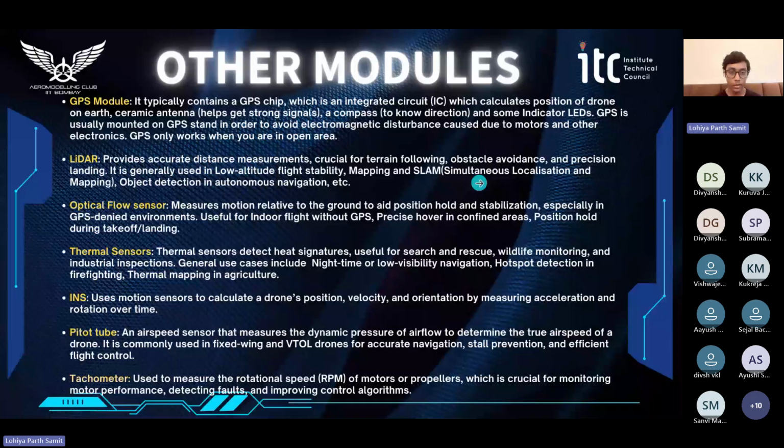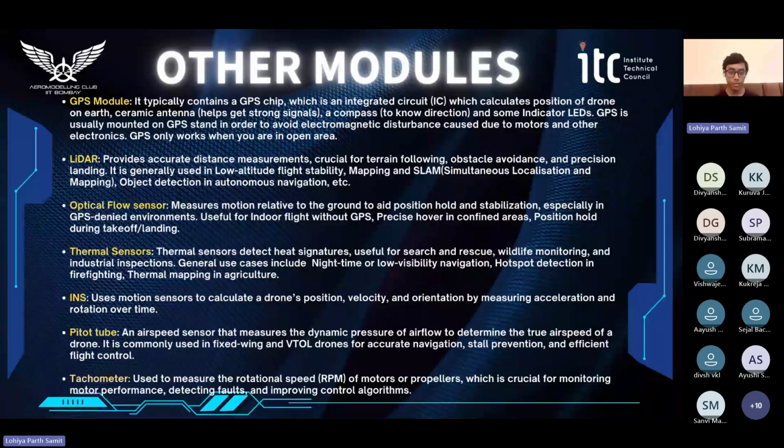We then have the optical flow sensor, which measures motion relative to the ground to aid position hold and stabilization, especially in environments where GPS does not work. So it is useful for indoor flights and also for precise hover in confined areas, position hold, that is to hold its position in the X, Y, and Z directions.